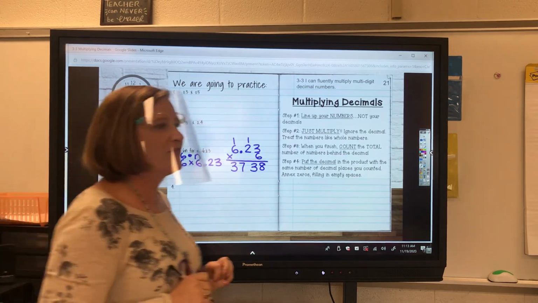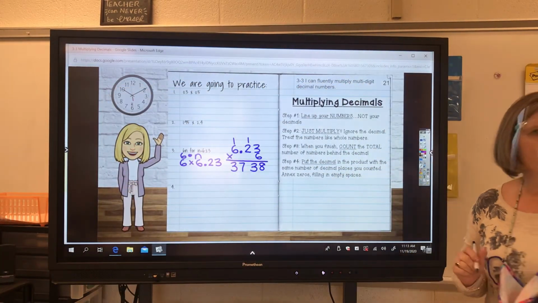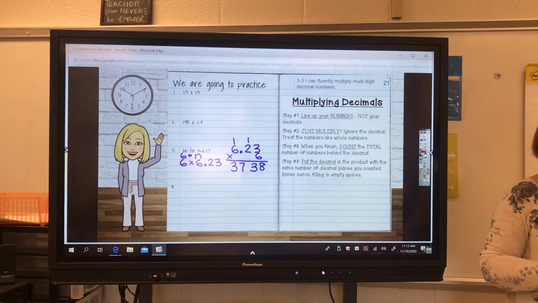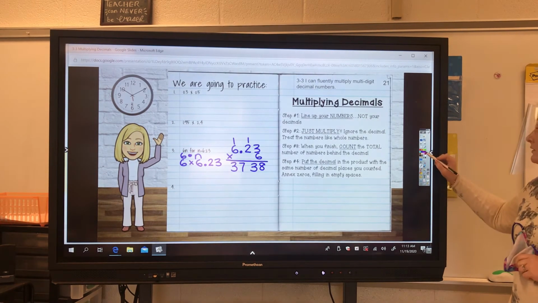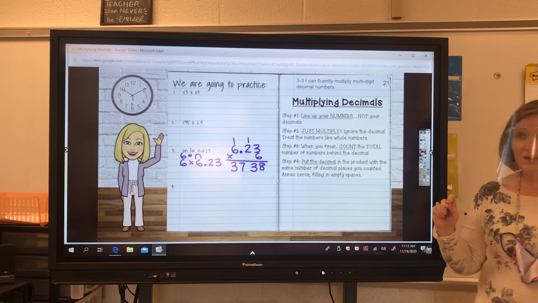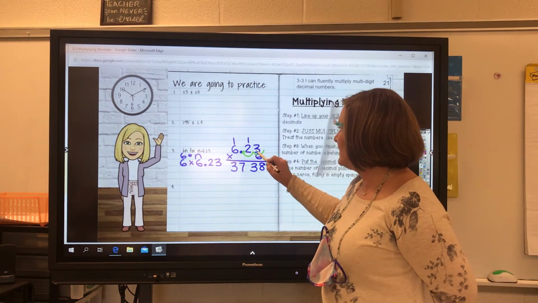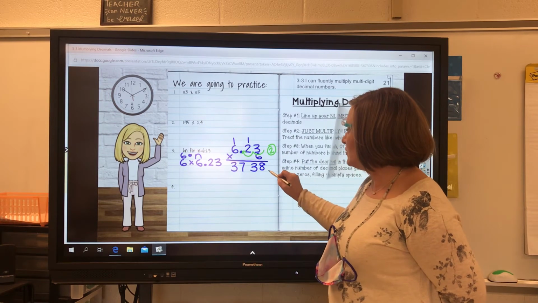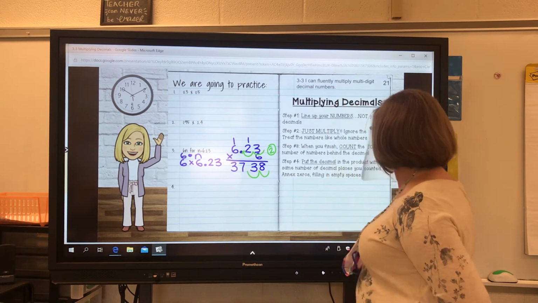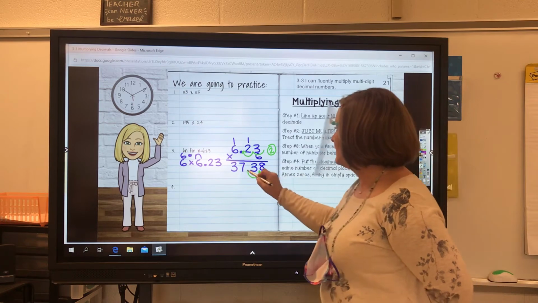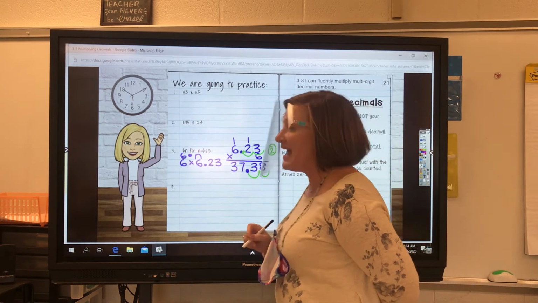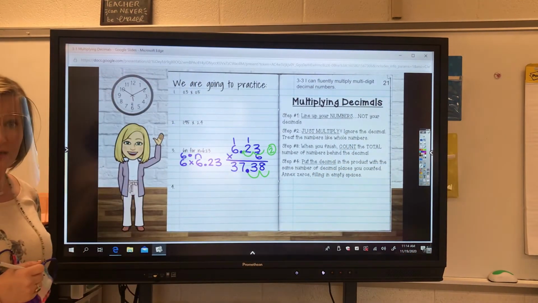How many people got 37, 38? Is that the answer? No. What do I have to do? Add up the decimal. I've got to figure out how many places behind the decimal. 1, 2. So how many? 2. So my answer is 27 and 38 hundredths.